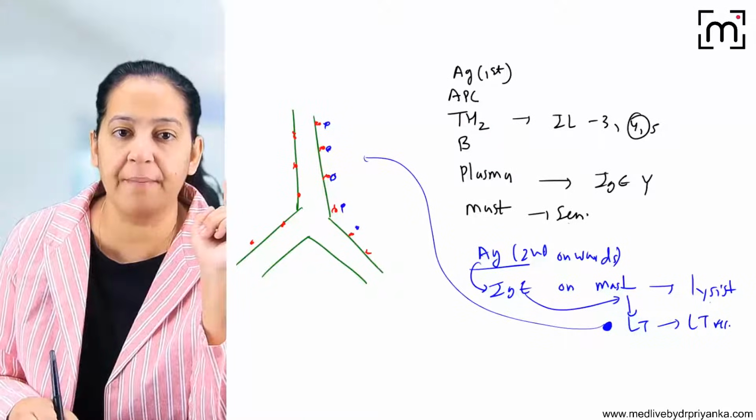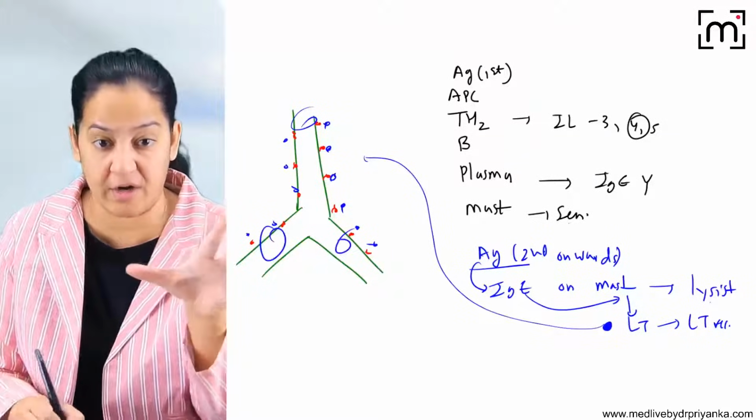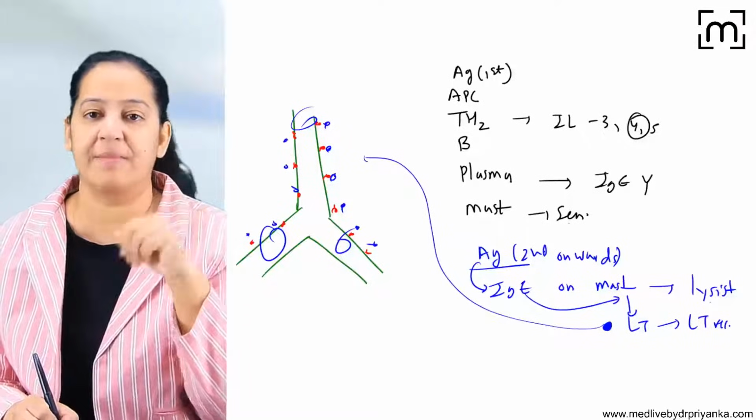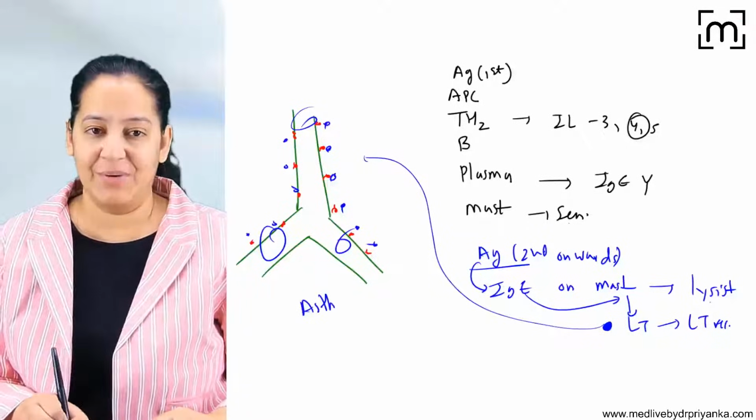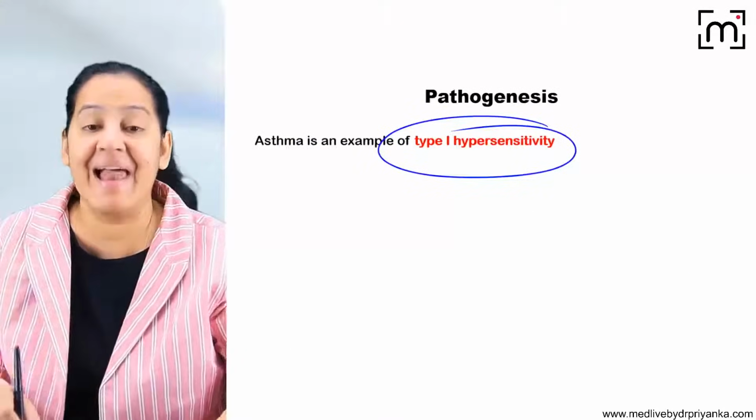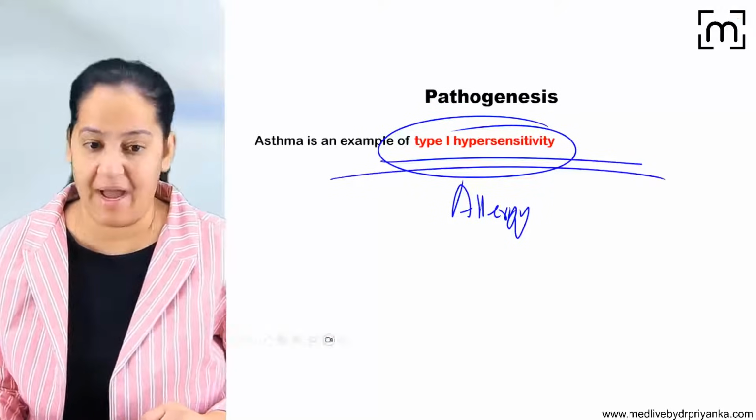This leukotriene will come via blood and bind with its receptor. So whenever leukotriene comes and binds with its receptor on the trachea and bronchi, at that time the trachea and the bronchi undergo constriction. They undergo spasm, bronchospasm, and that leads to asthma. So that is the pathogenesis of asthma. Asthma is a type of allergy, and that is the mechanism of type 1 hypersensitivity.